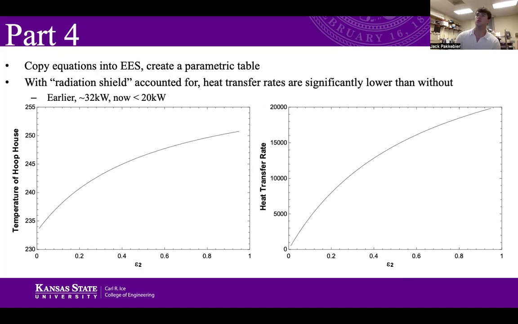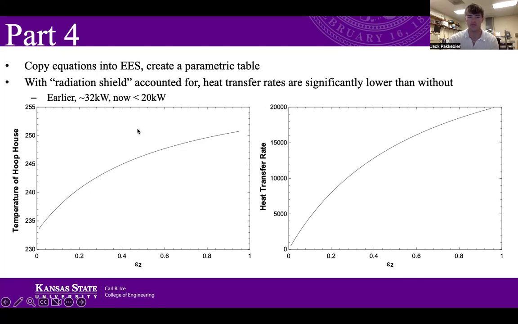So with the hoop house acting as a kind of radiation shield, we can see that the heat transfer rates are significantly lower than without, like the previous case where we just looked at the ground straight to the sky. So in this right graph here, as the emissivity increases to 0.95, we can see that the heat transfer rate also increases. However, it only gets up to about 19.5 kilowatts, which compared to earlier at 32 kilowatts, is significantly less.